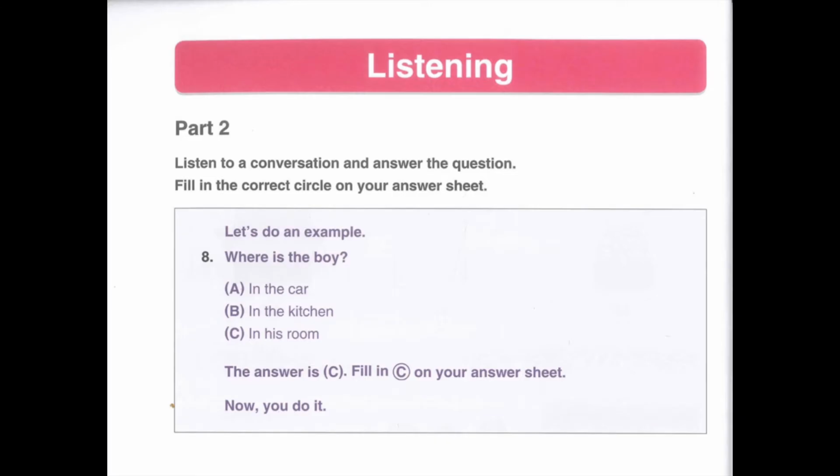Fill in the correct circle on your answer sheet. The answer is C, because the boy says, I'm in my room and I just need to put my socks on. Fill in C on your answer sheet. Do you understand the directions? Ask your teacher if you need help. Now you do it.